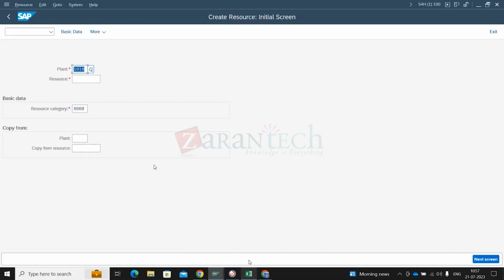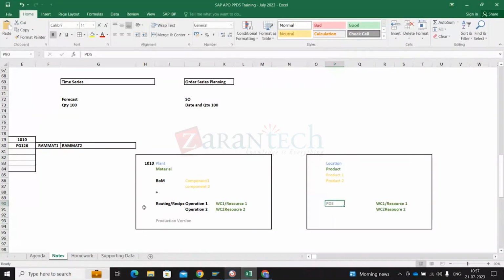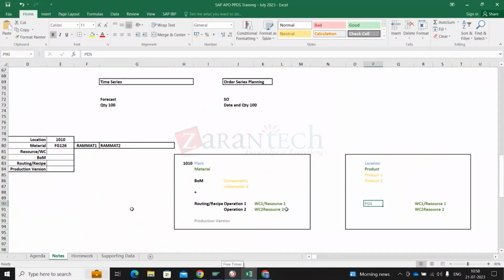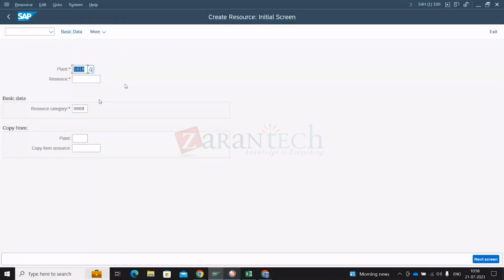Correct. So I'll try to be as simple as possible, not very complicated. I have components called raw mat 1 and raw mat 2. This is the finished good. Now I will say that I have to do two operations on two different resources. So I'll create, what should be the name? Okay, resource 1 and resource 2. I'll take the privilege to take a better name myself.